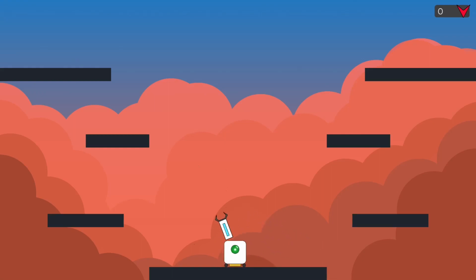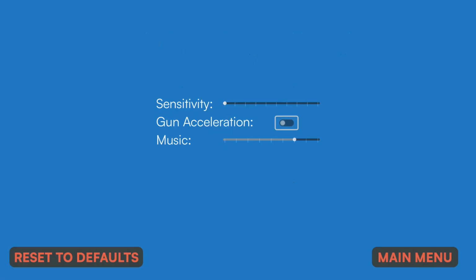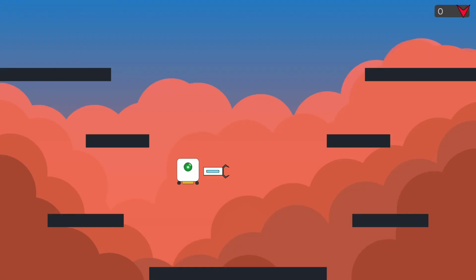So I employed an ADSR curve such that the gun now accelerates before attaining its full rotation speed, so that you can make tiny adjustments to your aim as well as swing your gun wildly when you need to.